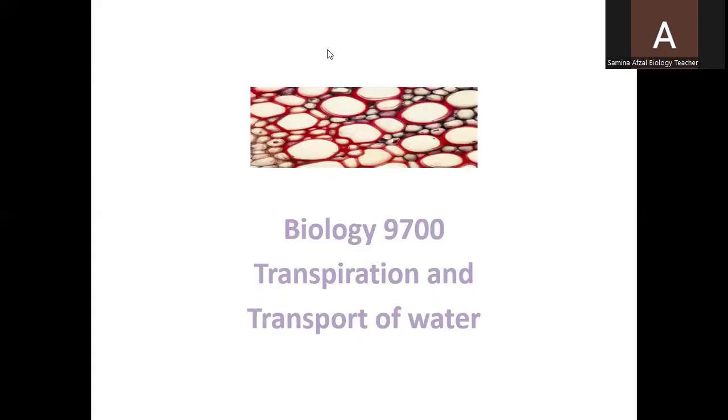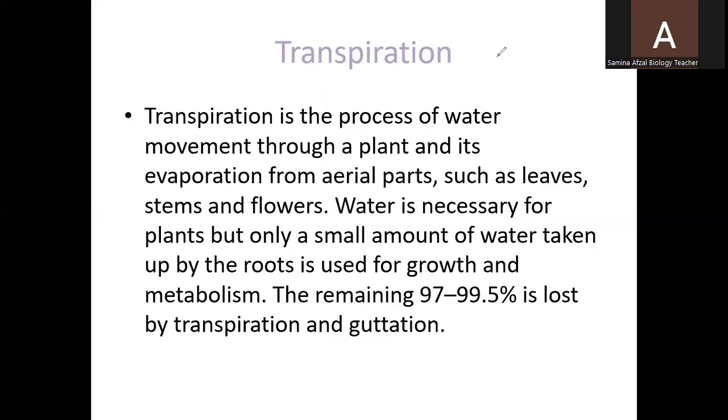A-Level Biology 9700. The topic is transpiration and transport of water. Transpiration is the process of water movement through a plant and its evaporation from aerial parts such as leaves, stem, and flowers. Simply, we can say that transpiration is the loss of extra water.